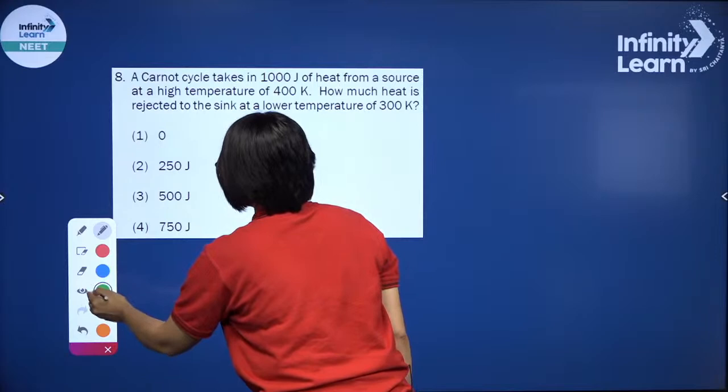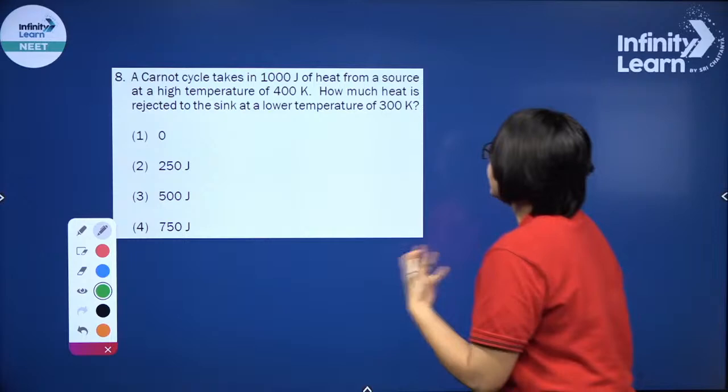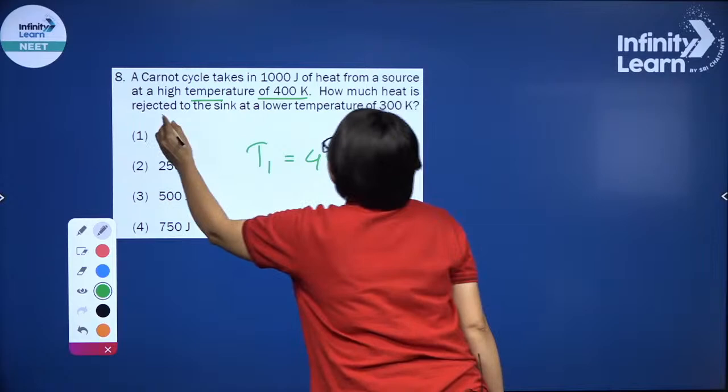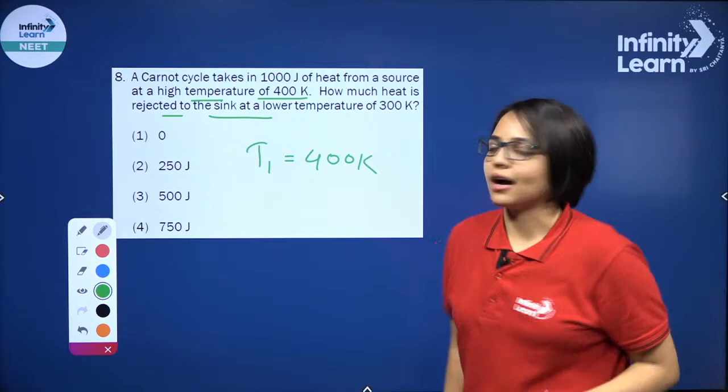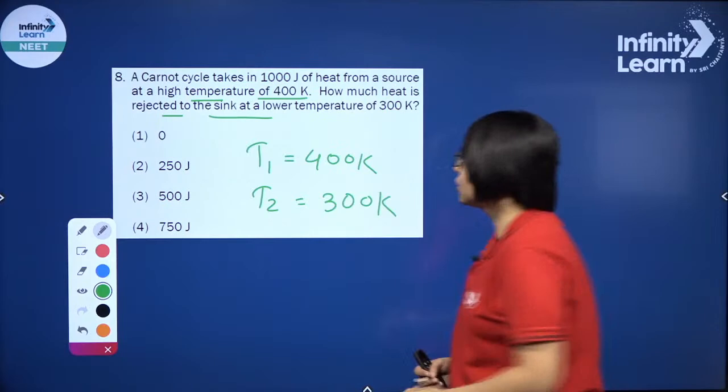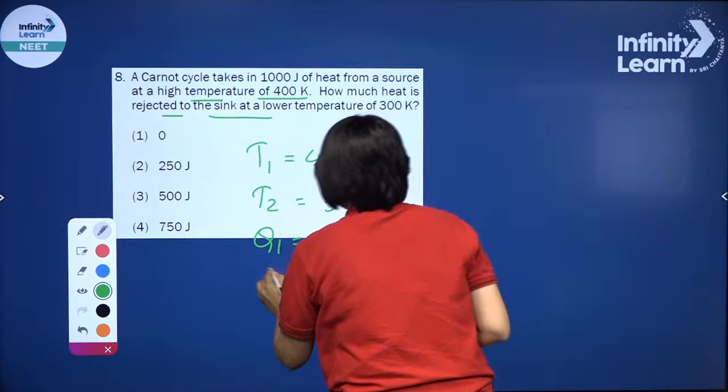A Carnot cycle takes in 1000 joules of heat from a source at a high temperature of 400 Kelvin. High temperature kiska hota hai? Source ka. 400 Kelvin is given. How much heat is rejected to the sink at lower temperature? Lower temperature kiska hota hai? Sink ka. Right? So T2 is equal to 300 Kelvin. Aur bola kya ki 1000 joules of heat is taken from the source. Matlab Q1 is 1000 joules. We need to find Q2. Bada simple sa question hai. Bilkul apne aane wale NEET ke paper ki tarah.